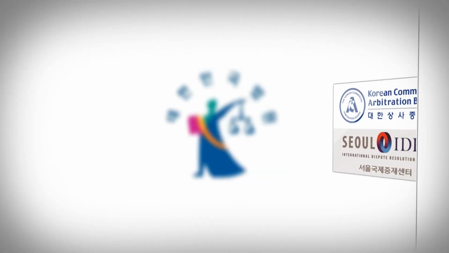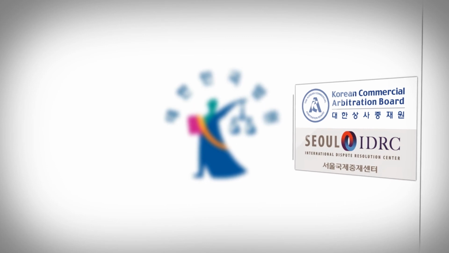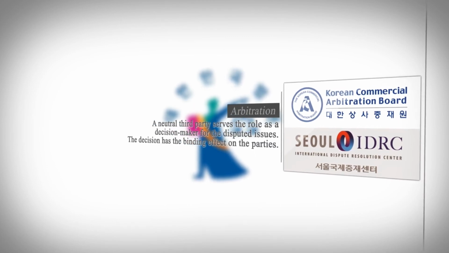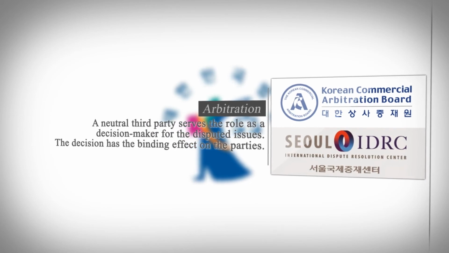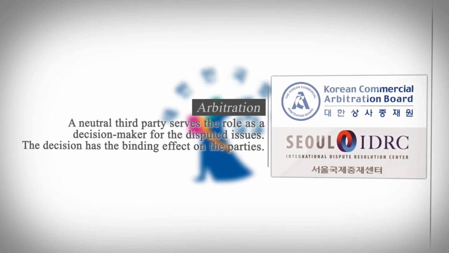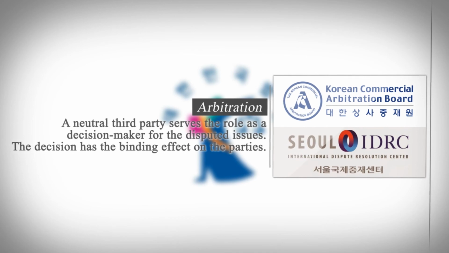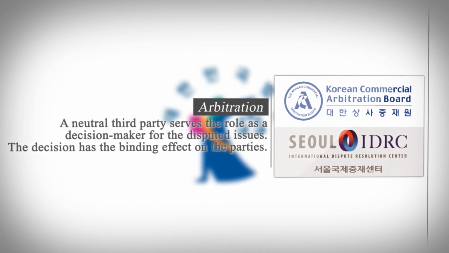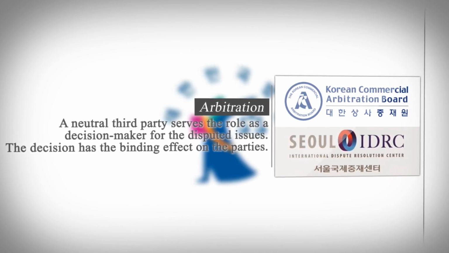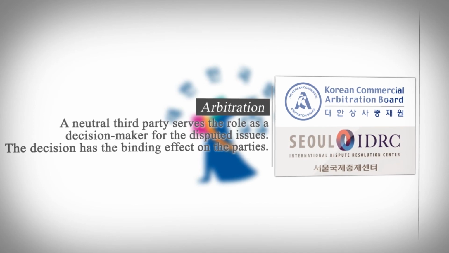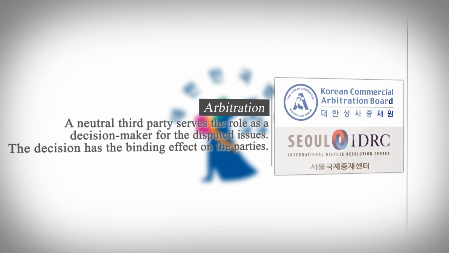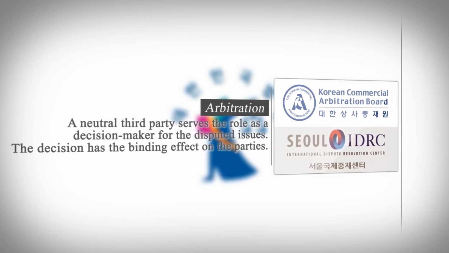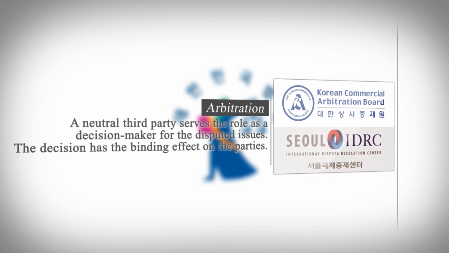In arbitration, a neutral third party serves the role as a decision maker and decides on the disputed issues. The parties agree to have the decision of the arbitrator as binding, which is similar to a court's final judgment. Professional arbitration bodies such as the Korean Commercial Arbitration Board and the Seoul International Dispute Resolution Center generally conduct arbitrations in Korea. The court can also be involved in the arbitration process by ensuring enforcement of the arbitration judgment.